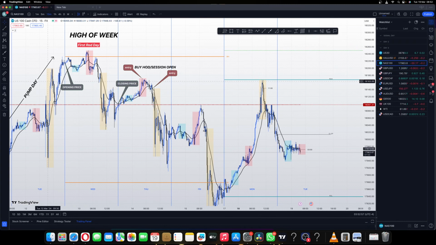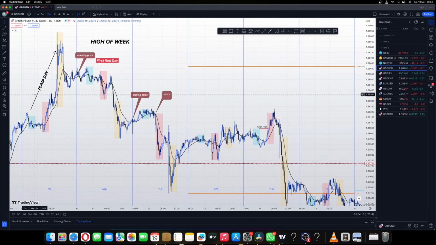So again, pump days, high of week, price closes below the opening price, buy high of day or session open. Look at entry some other time, like I said. And how did it trade on the day? It traded perfectly, and then even continued the day after before a reversal. But we'll get to all of that. First red day on our NAS. We'll look at another example.